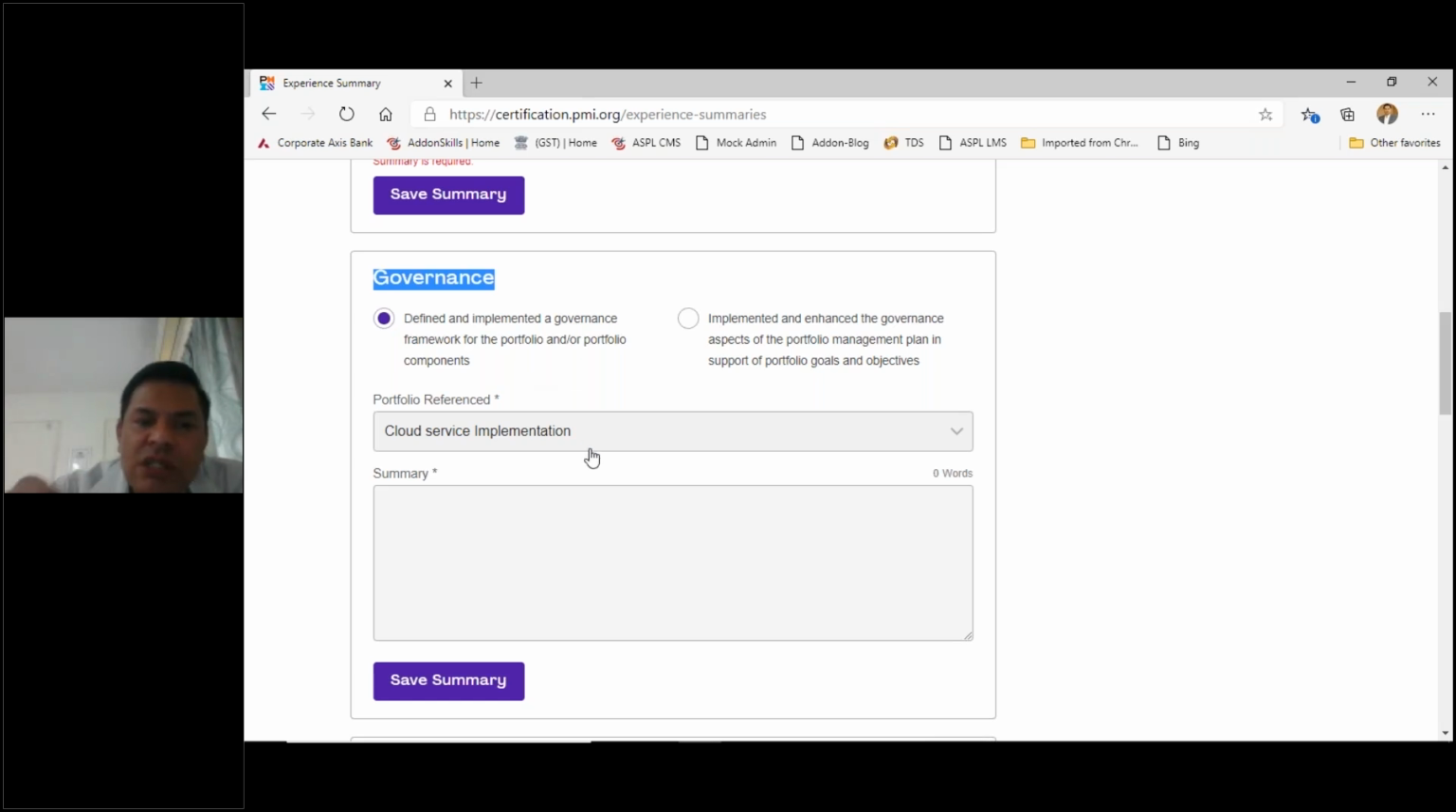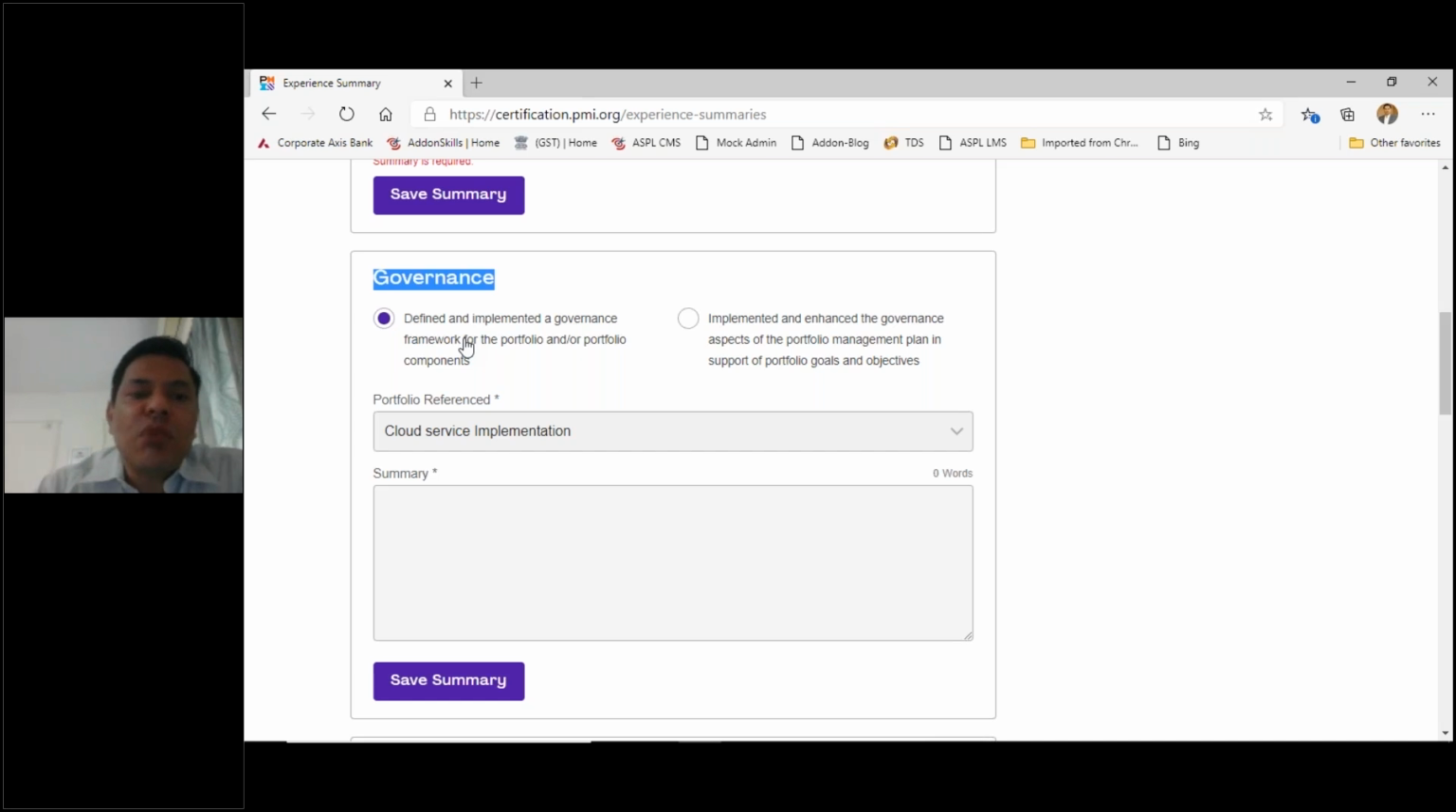This governance is ongoing. How will you govern your portfolio? That experience we would like to see here. So let's understand the question. Again, this question is also written in the past tense. How do you define and implement the governance framework? So what was your governance model or governance framework, whatever you call it, as part of your portfolio governance?